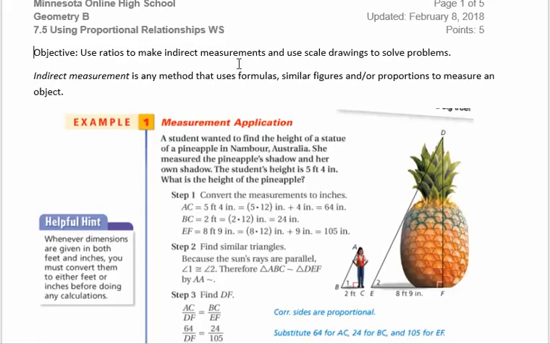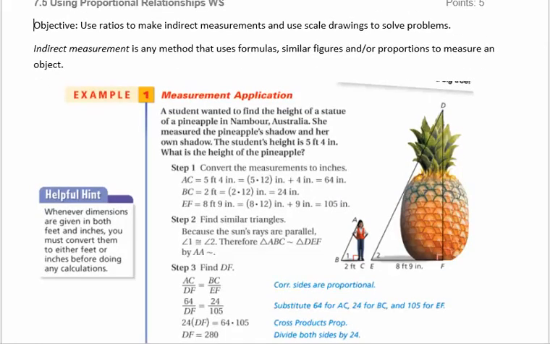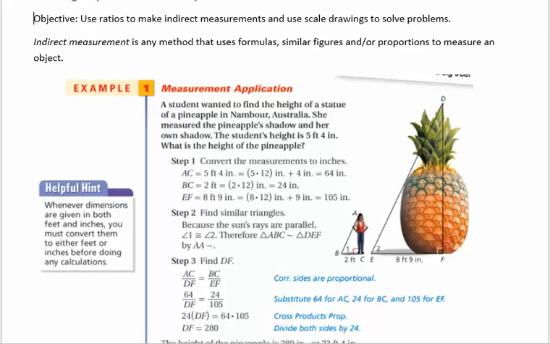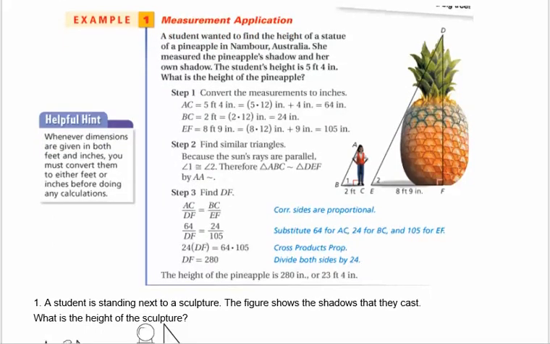Our first, there's a definition here of what indirect measurement is. It's any method where you use formulas, similar figures, and/or proportions to measure an object. Anything other than actually getting a tape measure out and measuring it is indirect measurement.